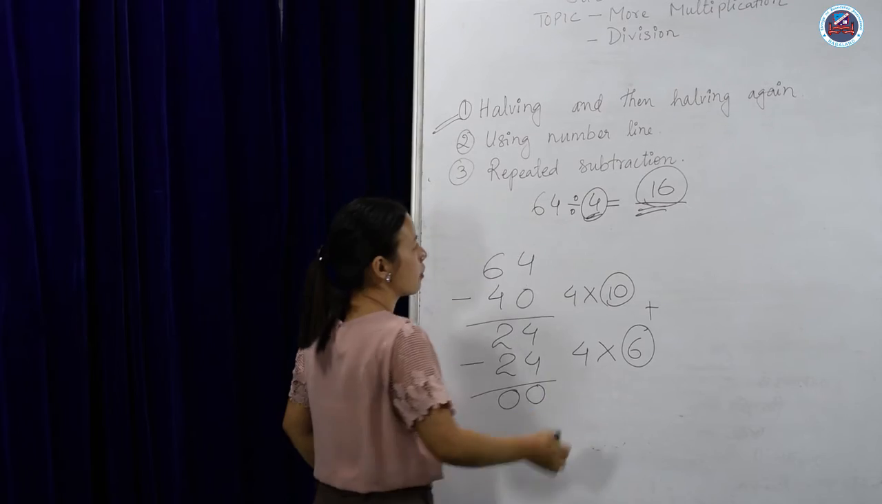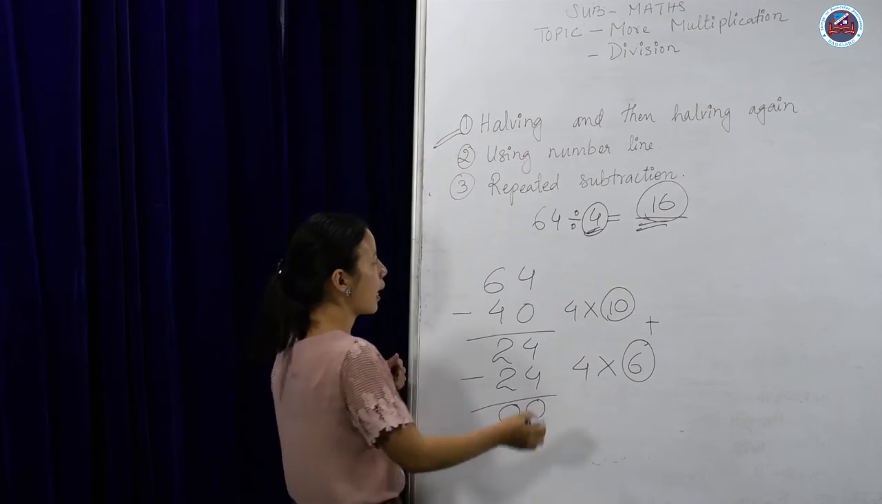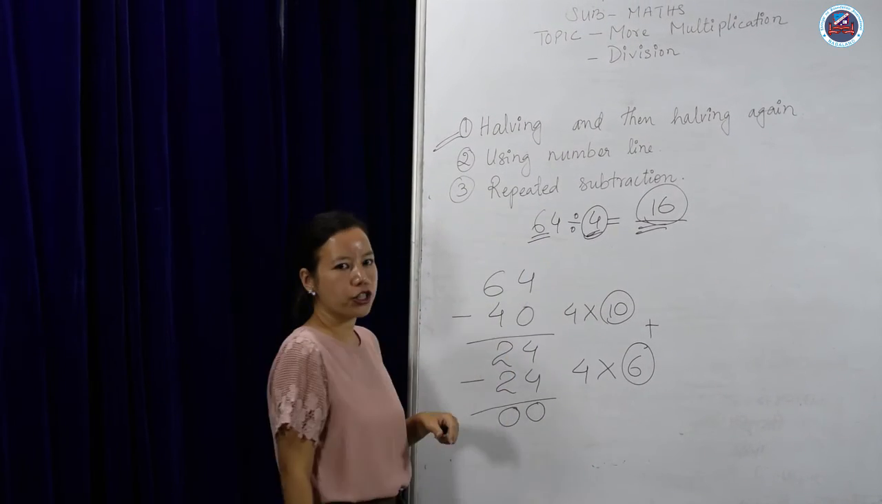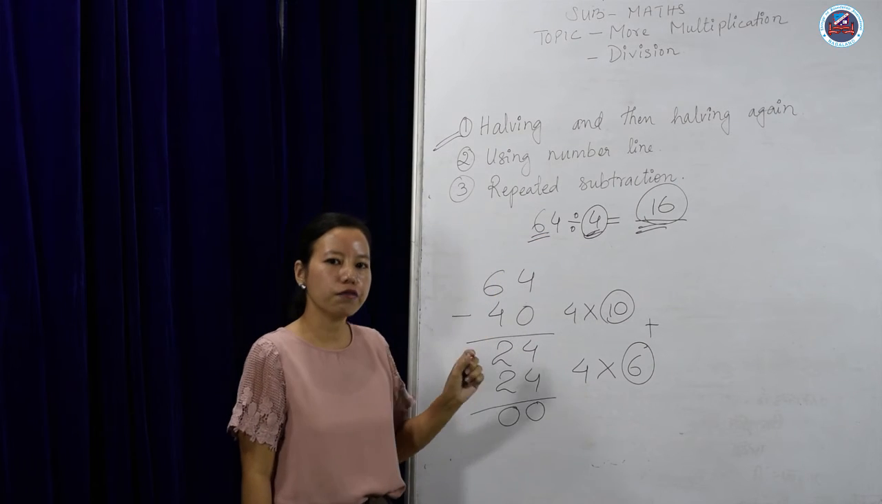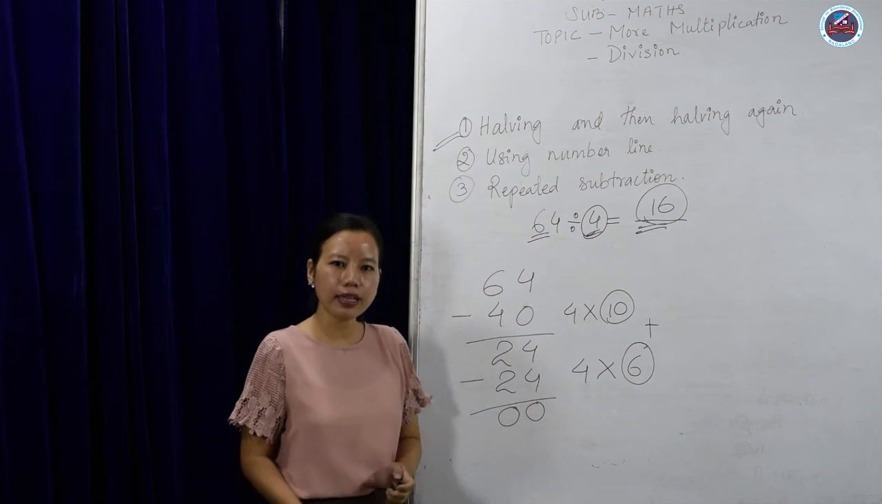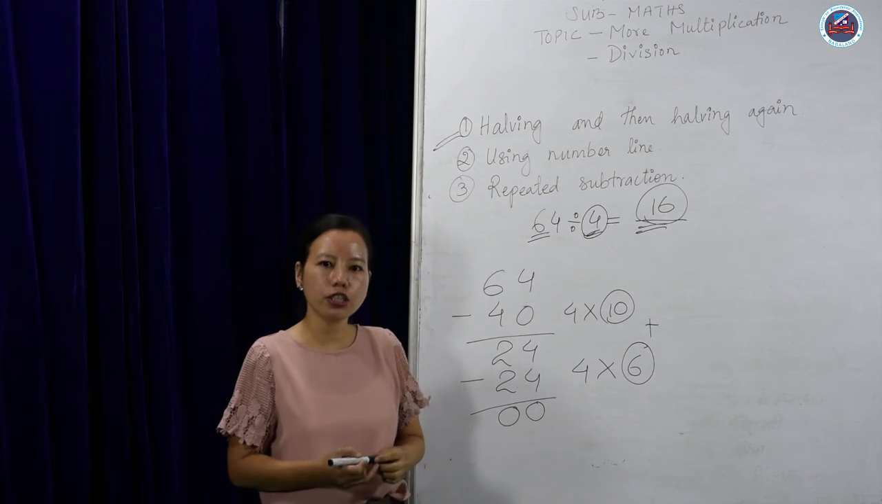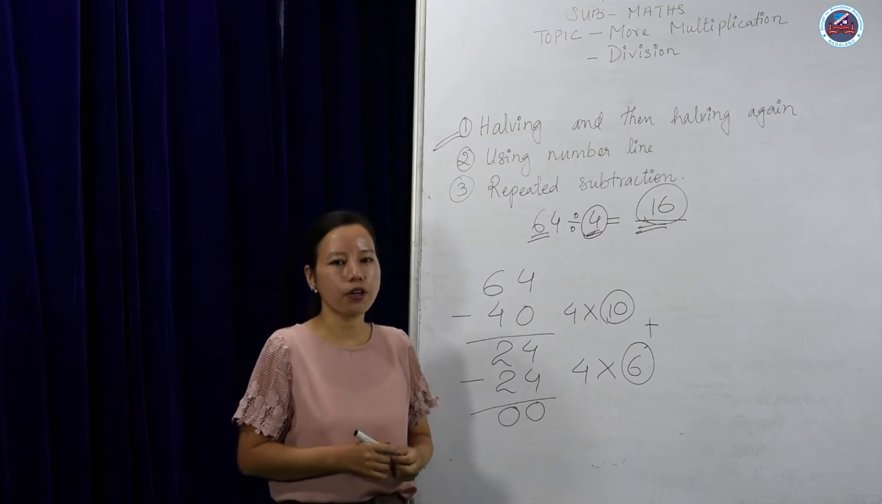know that this divisor number has to be 4, okay? And then this dividend number has to be even. If it is not even, it will be difficult for us to find half of the number, alright? So that's the strategies of division. We will do one more question from your exercise.